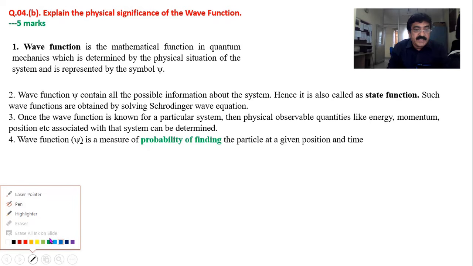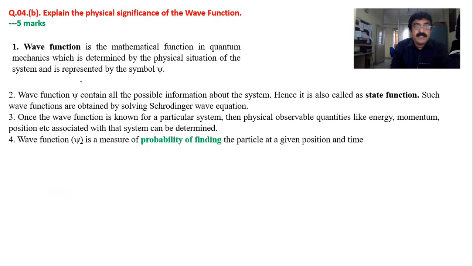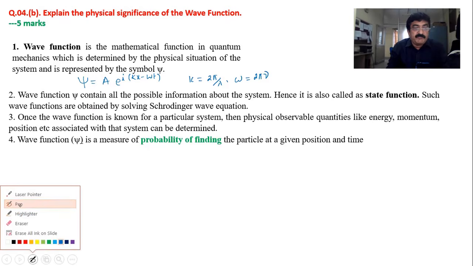So wave function is given by psi is equal to a into e to the power of i into (kx minus omega t), where k is the wave number, that is 2 pi by lambda, omega is the angular frequency, that is 2 pi nu, and a is of course a constant. Okay, so let me read the importance of wave function.